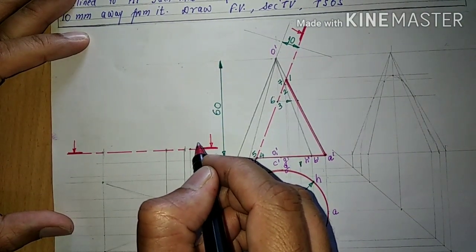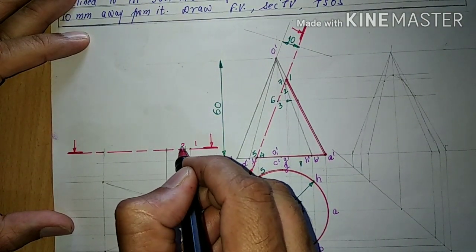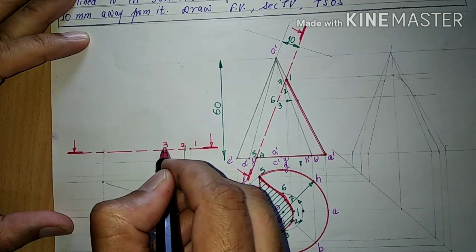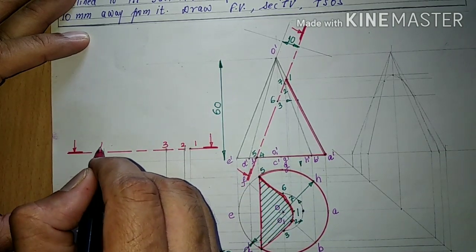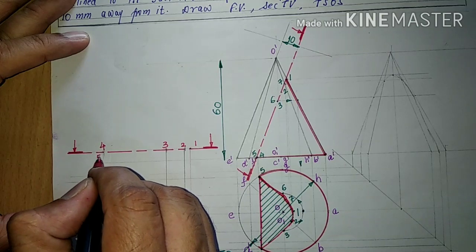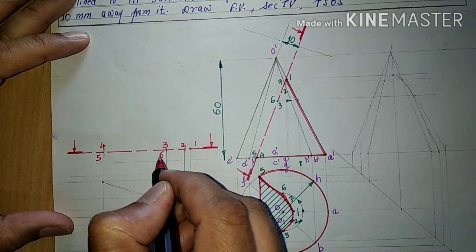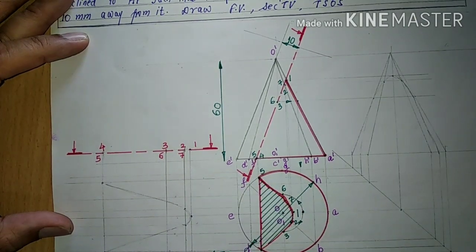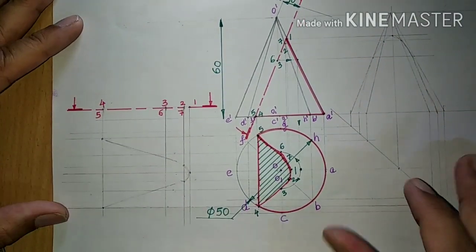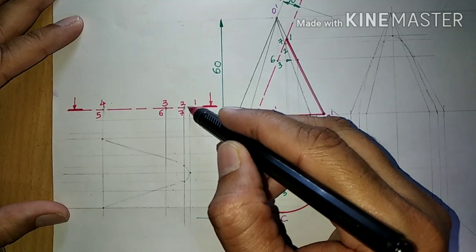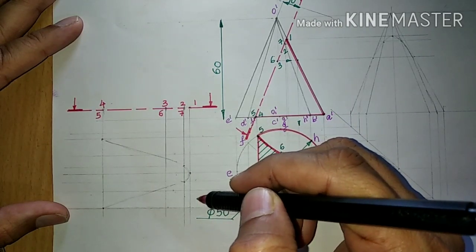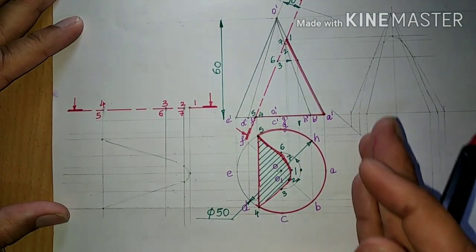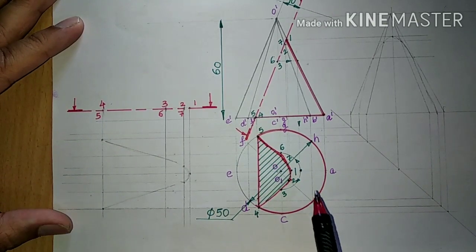This will be 1, 2, 3, 4, 5, 6 and 7. Now we take all the points on this cutting plane lines in downward direction, and from top view we'll project all the points towards left hand side.